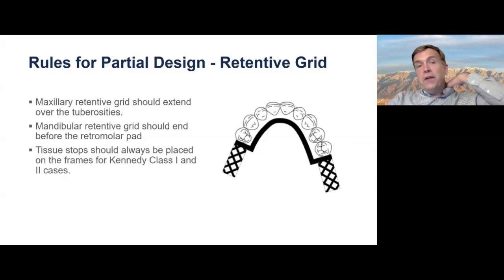So for our retentive grid on the maxilla, we do want to extend the grid over the tuberosities. In the mandible, we want to end them before the retromolar pad. And then for Kennedy class 1 and class 2 cases, we want to put tissue stops.